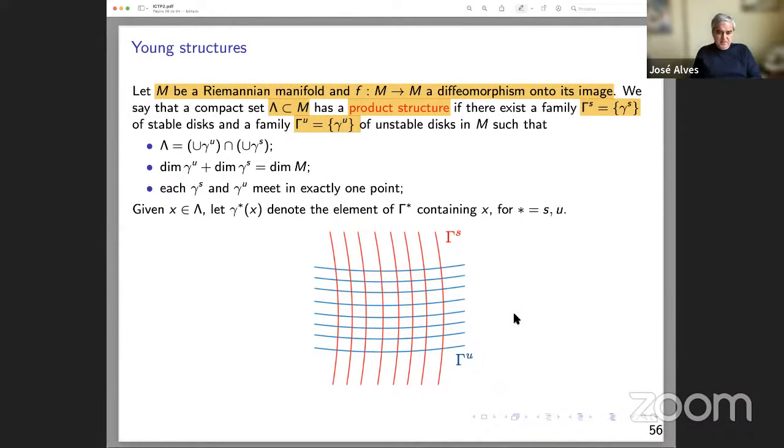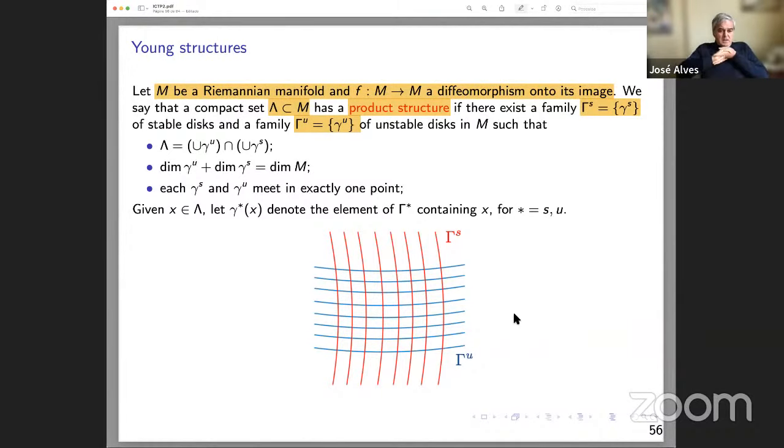You have a picture here, and there are some conditions for it. The sum of the dimensions is the dimension of the manifold, and each stable and unstable disk meet in exactly one point. This is the kind of product structure for hyperbolic attractors, where you know the product structure exists.